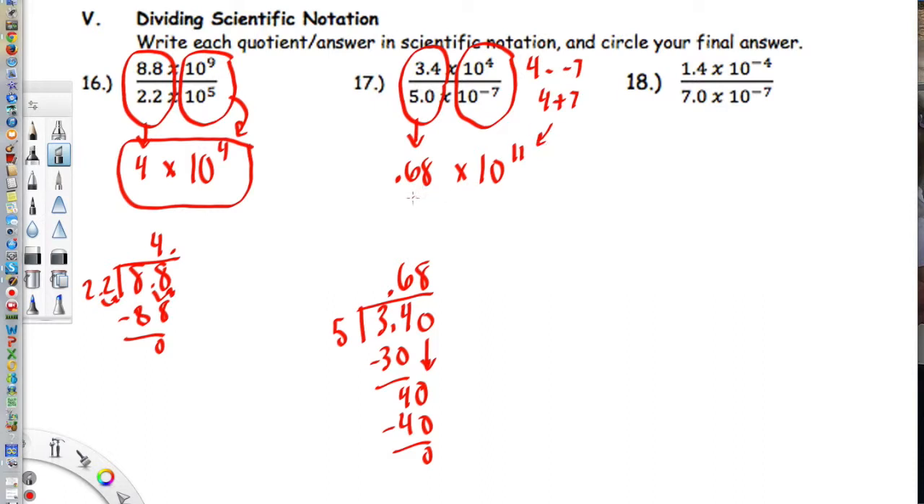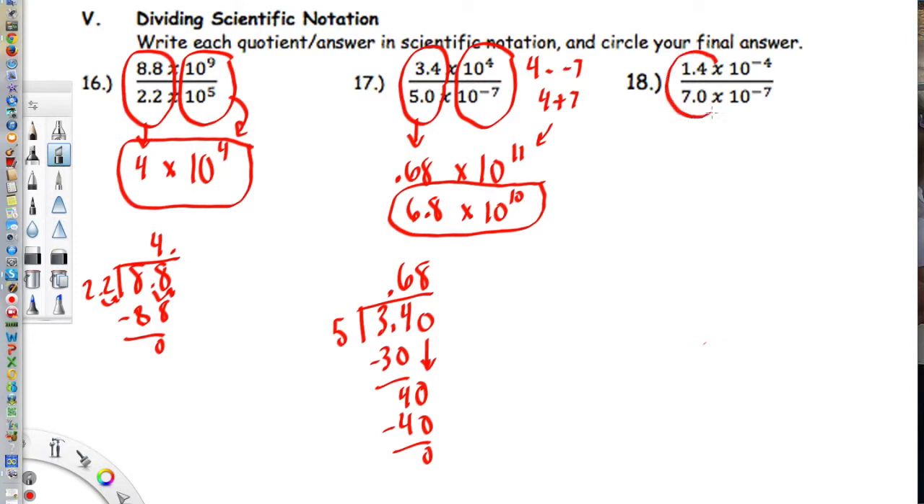Is this in scientific notation? No. I'd have to move the decimal point 1 to the right because 68 hundredths is too small. And if I move it 1 to the right, I would just have to move it 10 more times to get it to 10 to the 18th. Number 18: I have 1.4 divided by 7. Those are the like terms I have to divide.